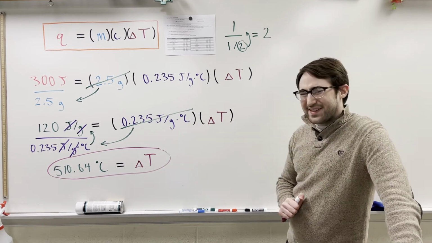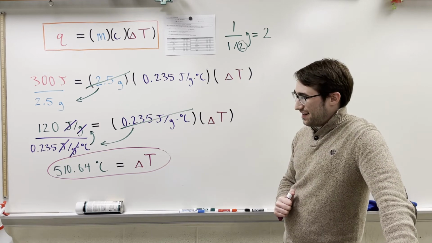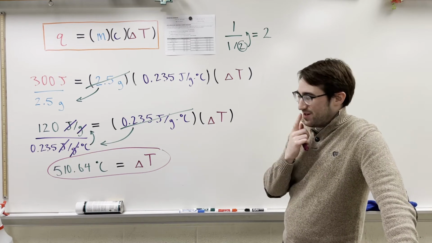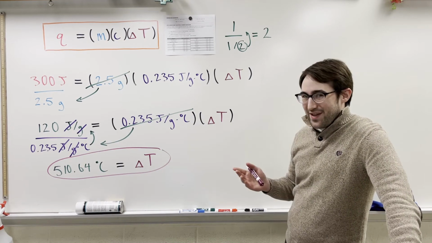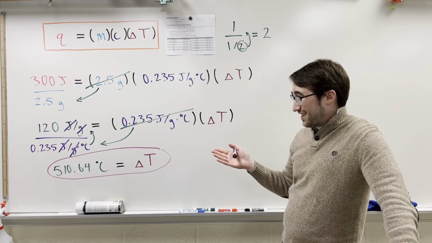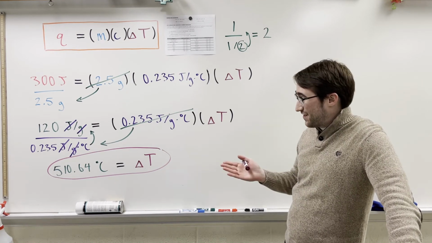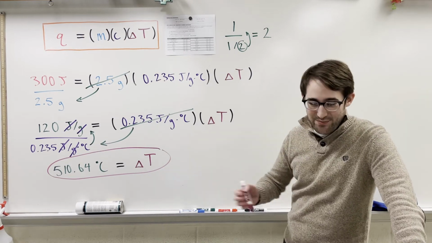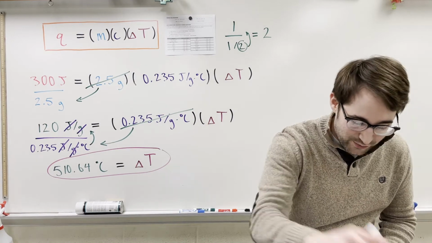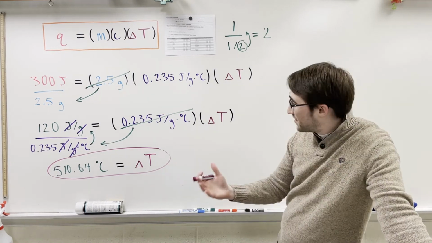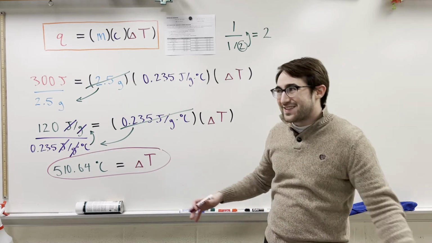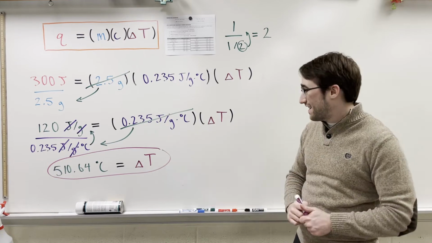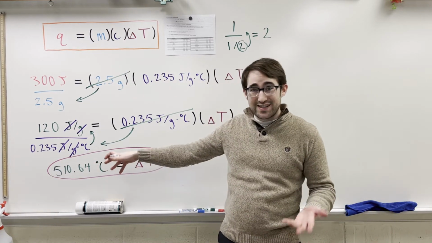Now, something that this doesn't tell us is whether that is an increase in temperature or a decrease in temperature. This is just the temperature change at the moment. So how do I know that it's getting 510.64 degrees Celsius hotter, or if it's getting 510.64 degrees Celsius colder? Well, some of it we can figure out from the context of the problem. In this case, we're told that our silver absorbs 300 joules of energy. So if it's taking heat in, it should get hotter. So whatever temperature that silver started at, it's now 510-ish degrees hotter.